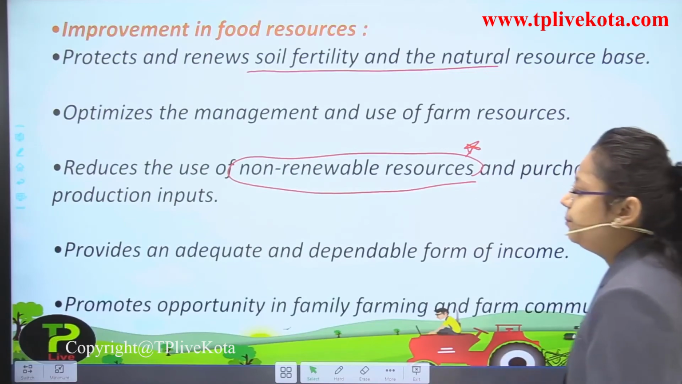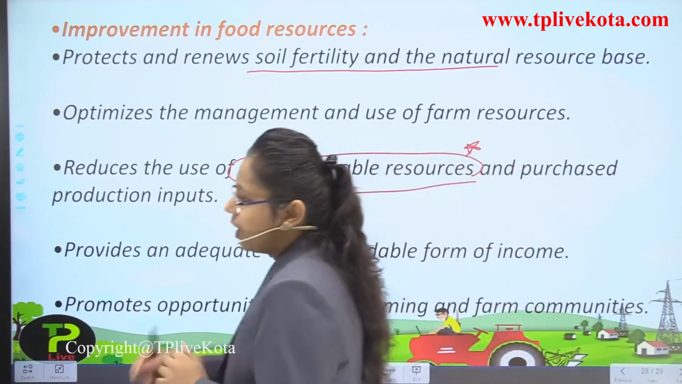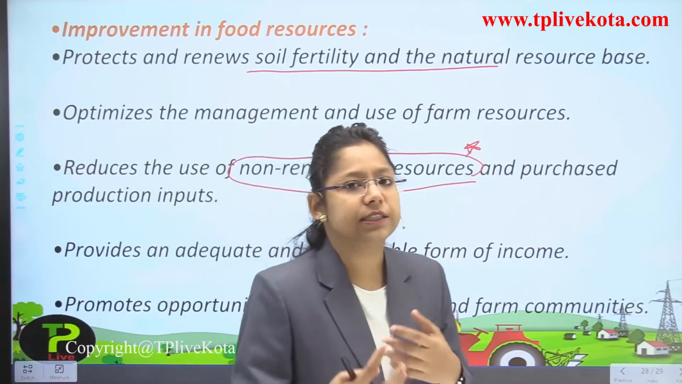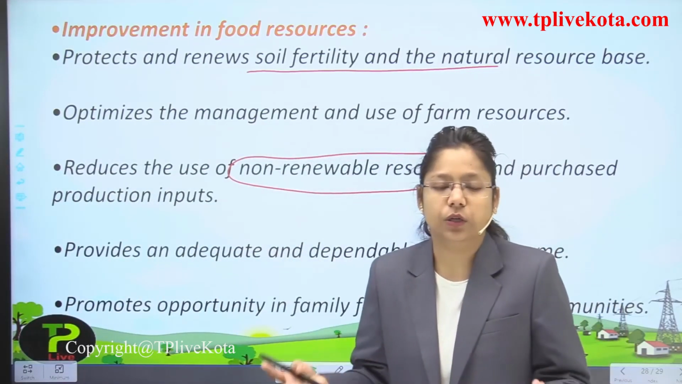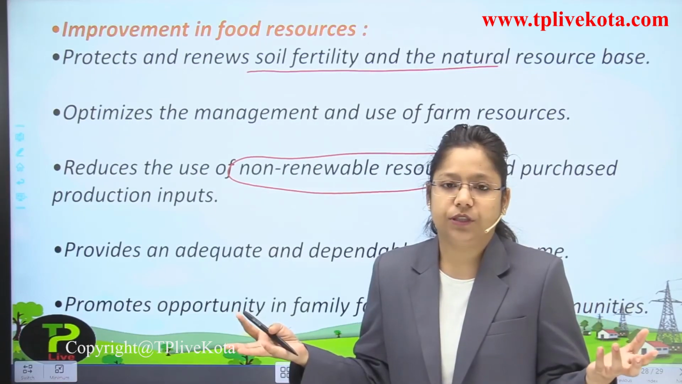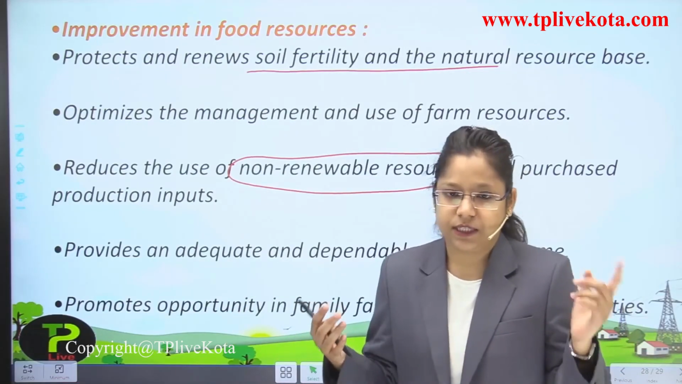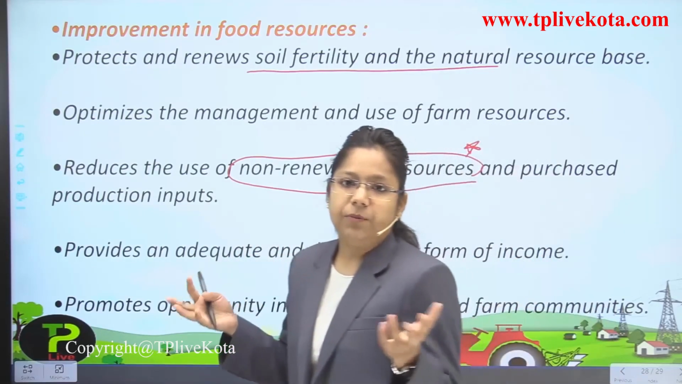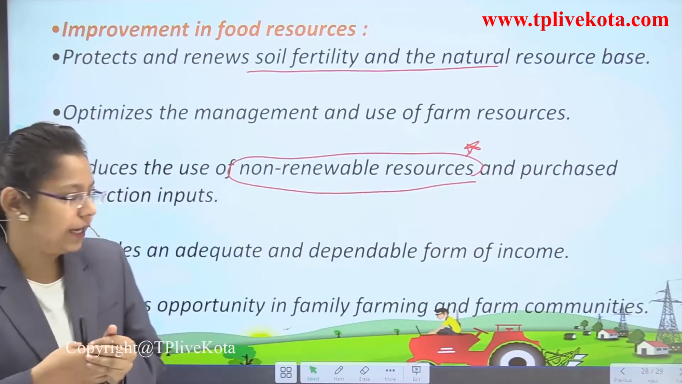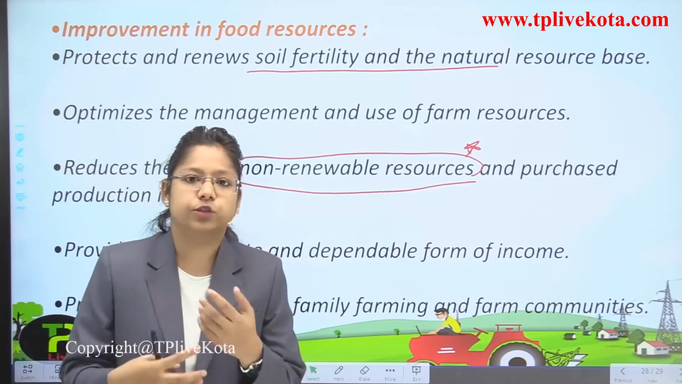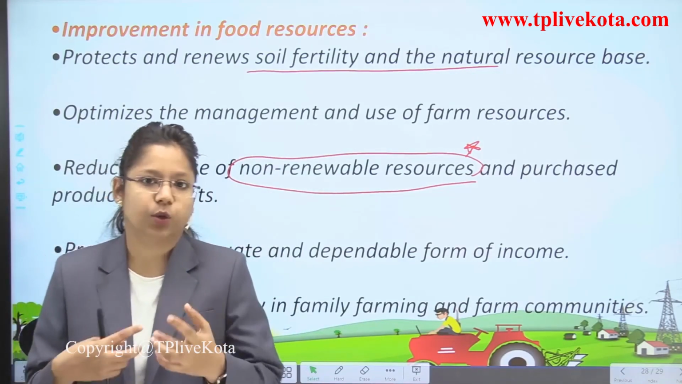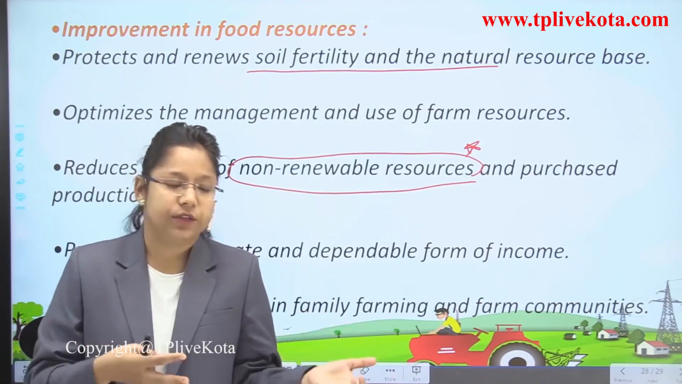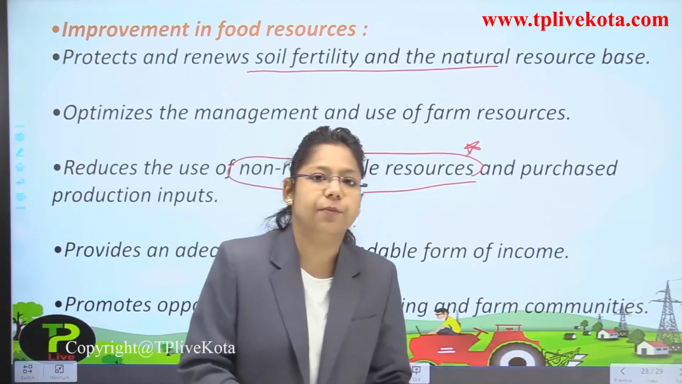Okay, the last point is promote opportunity in family farming and farm communities. Okay, now we should involve our home members also in farming procedures, because a single farmer cannot cultivate the whole field. So the family members should support them. Okay, and they should give the opportunity to the town members also to make the field cultivated and work over there. And last is the farm communities.